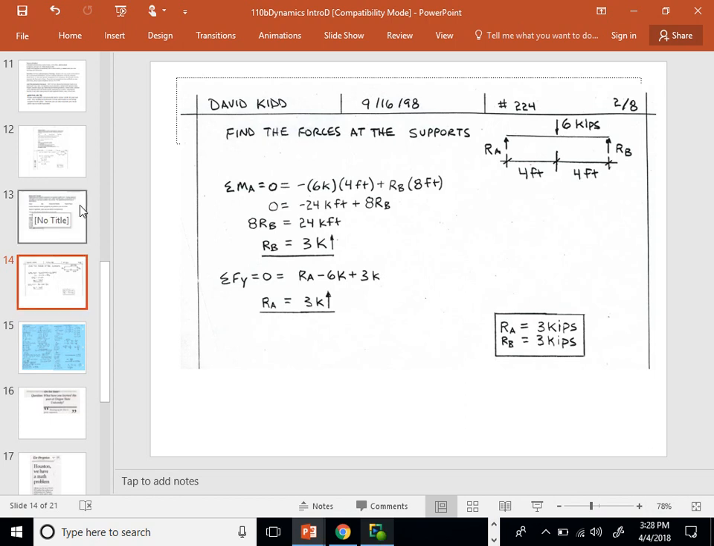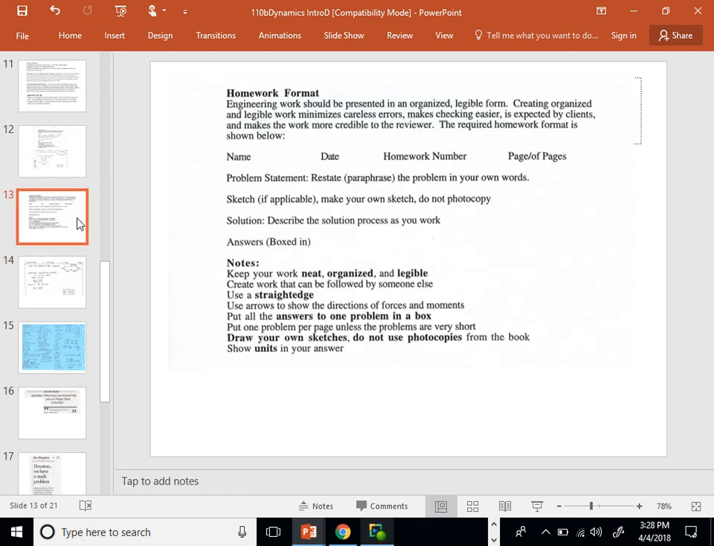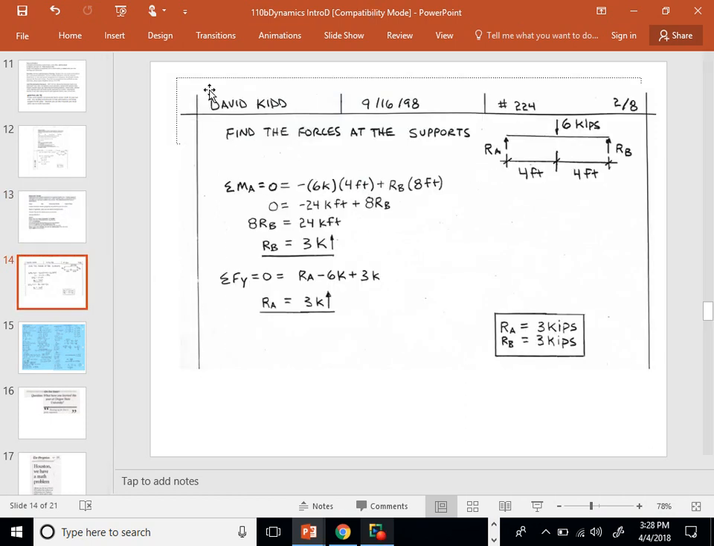Now, it doesn't have to be perfect. That's not my expectation, but it ought to look reasonable. And what I want here is your name, a date, problem number, and page number across the top. I want a problem statement. The reason is that makes it into one complete set of work. If someone looks at that piece of paper, they know what's going on. If you don't have a problem statement, they don't know what you're trying to do, okay? So make sure they know what you're trying to do. Now, you don't need to write down the whole problem statement. Paraphrase it, it's fine, okay?